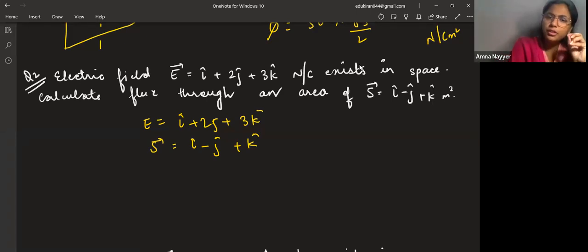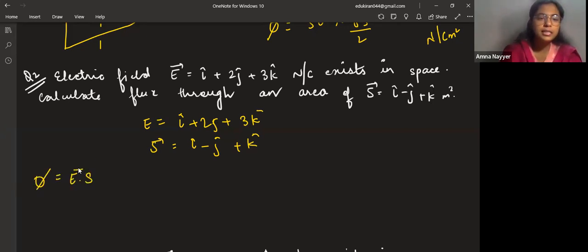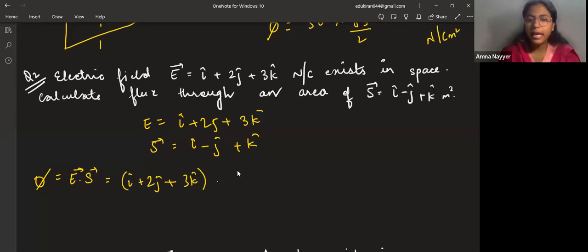So it means you are given two vectors in Cartesian form, in the form of i cap, j cap, k cap, and you have to tell the answer. That is, you have to take the dot product of these. How to take the dot product? Just pay attention to this. All the questions based on dot product will be cleared. See, flux is E dot S. E means i cap plus 2j cap plus 3k cap, dot S, which means i cap minus j cap plus k cap.